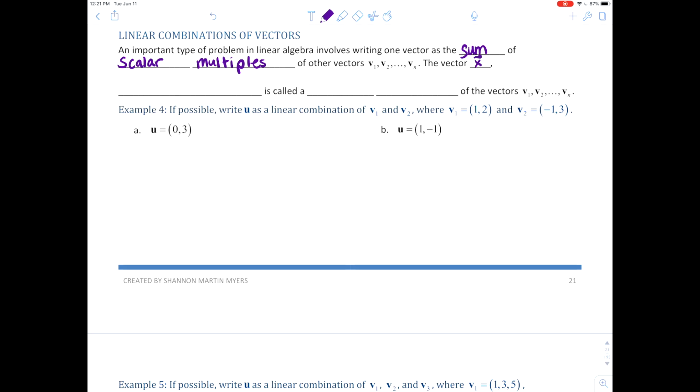If we call the vector x the sum of scalar multiples of all these v's, it would look like this. The scalars don't have to be the same. They could be, but they don't have to be. So we'll write it like this, all the way to cn times the vector vn. And that is called a linear combination x of the vectors v1, v2, all the way down to vn. So if possible, let's write u as a linear combination of v1 and v2, where v1 terminates at 1, 2, and v2 terminates at negative 1, 3.